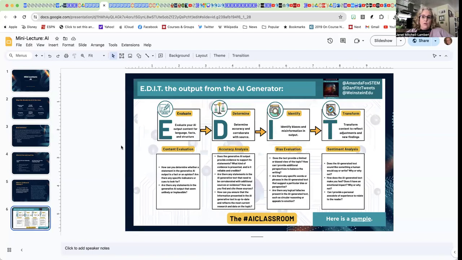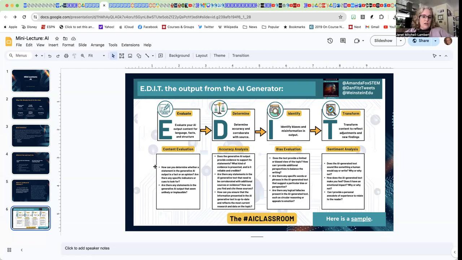So a group of faculty members came together and wrote some good suggestions about trying to figure out how to know whether something is accurate in terms of what you look up on AI and what it produces. They came up with an acronym here, EDIT, and it's asking you to evaluate, determine, identify, and transform. And so what does that mean? Let's unpack this a little bit more deeply. It's important to evaluate AI output content for language, facts, and structure.